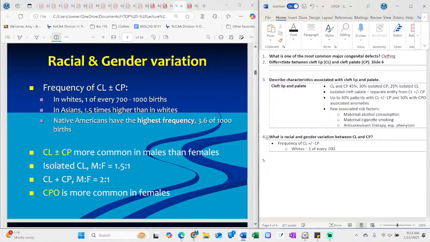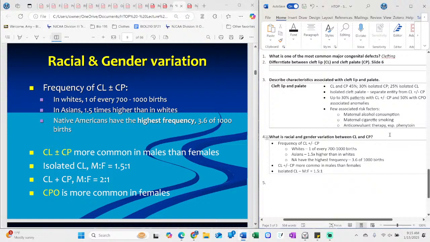Now, the cleft lip with or without cleft palate is more commonly seen in males than in females. And it is said that the more severe the defect, the higher the prevalence in males. For isolated cleft lip, there is a slightly higher prevalence in males compared to females. And then for cleft palate only, this is more commonly seen in females.